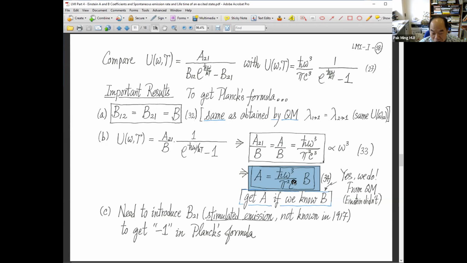Therefore, using Schrödinger's result of B, we know a result of A, okay? So following the approach, the idea, okay? So we are done. This is the key result that we will use and move on.